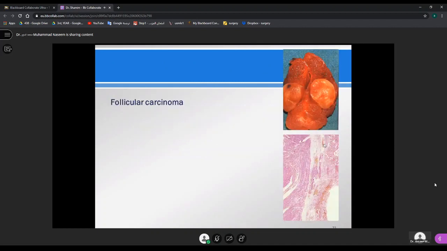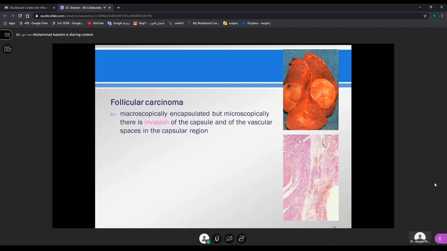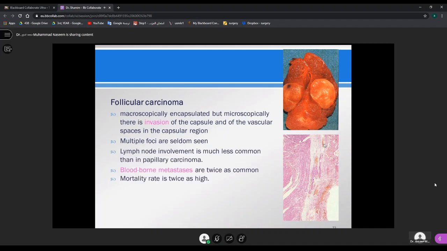Follicular carcinoma. These are macroscopically encapsulated, but microscopically there is invasion of the capsule as well as vascular spaces in the capsular region. Multiple foci are seldom seen, so if there is swelling in the right lobe, usually the left lobe is free. Lymph node involvement is less common than in papillary, but blood-borne metastases are twice as common. So mortality is also twice as high.